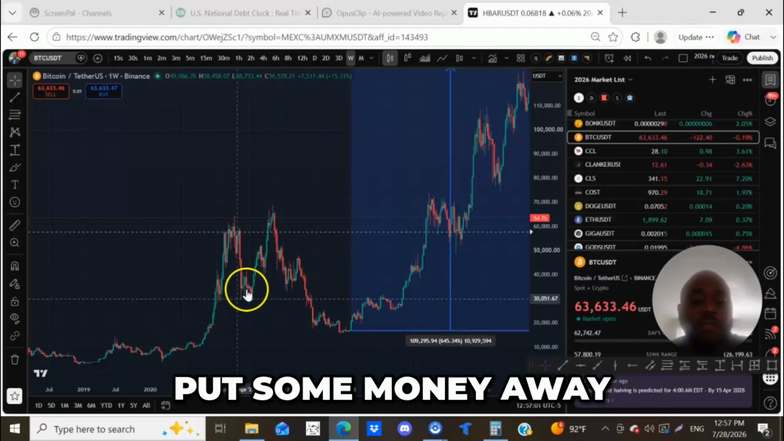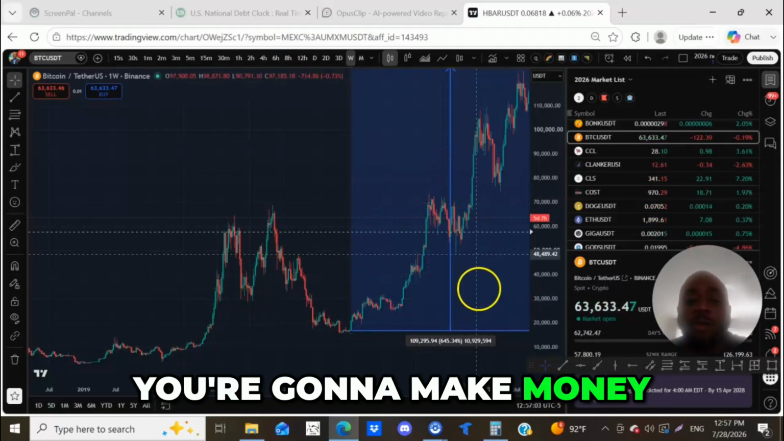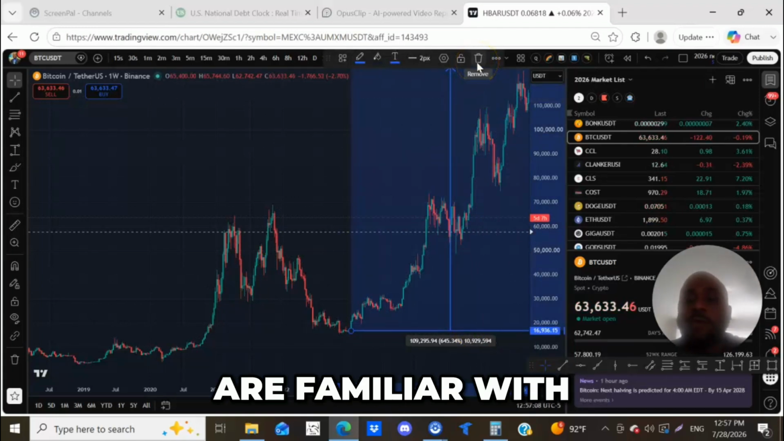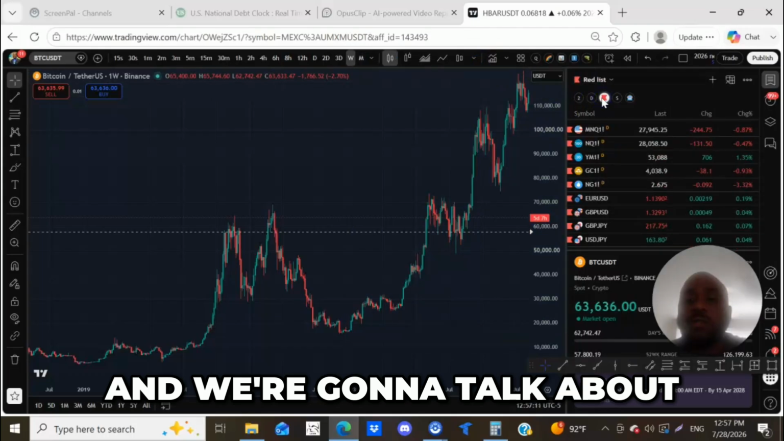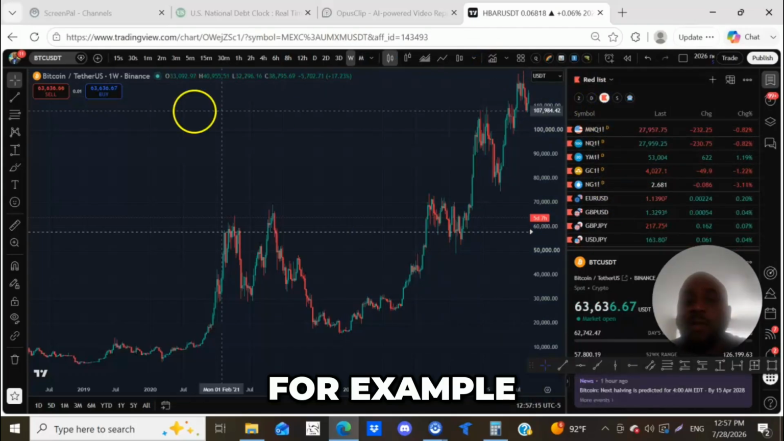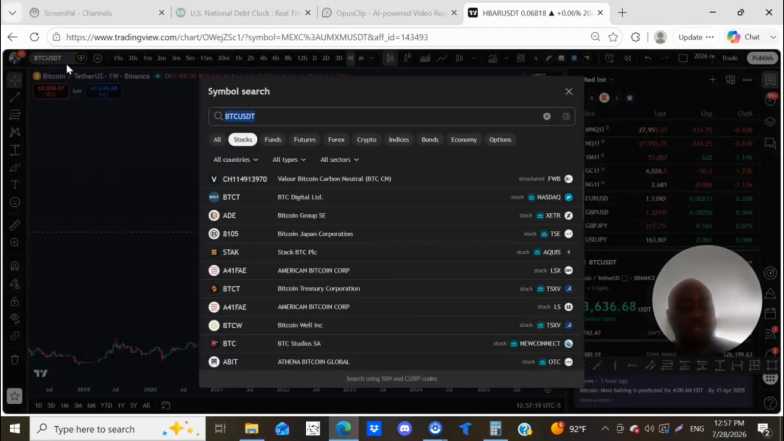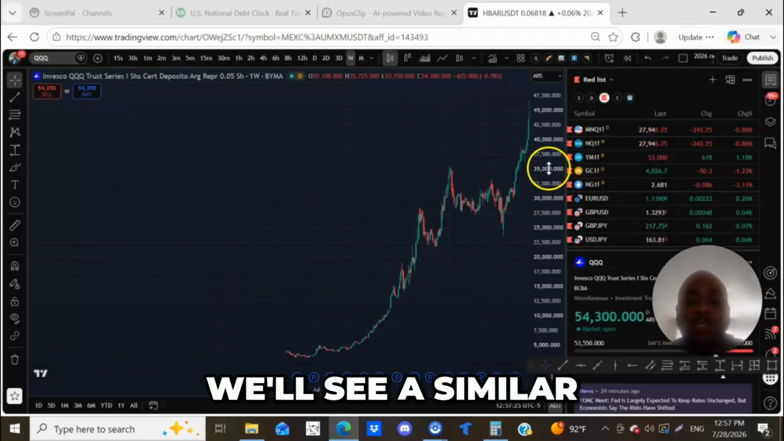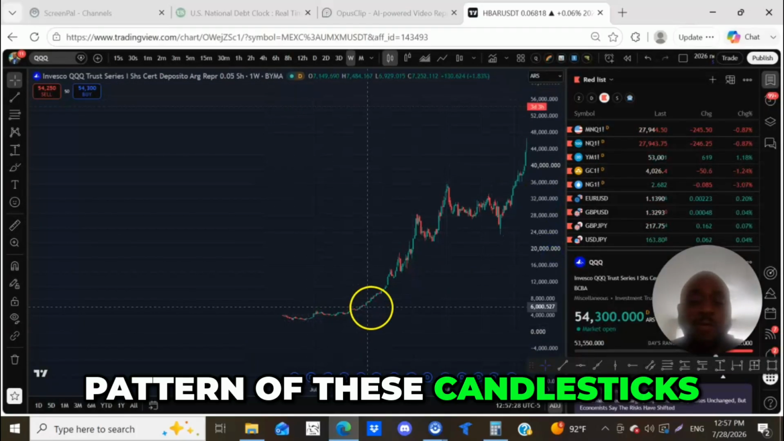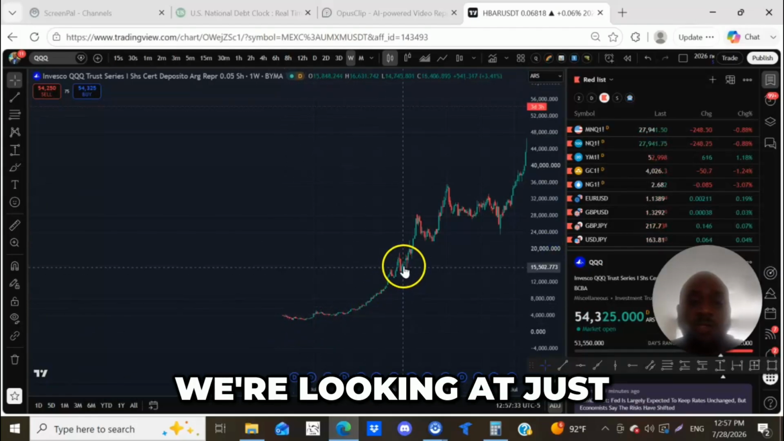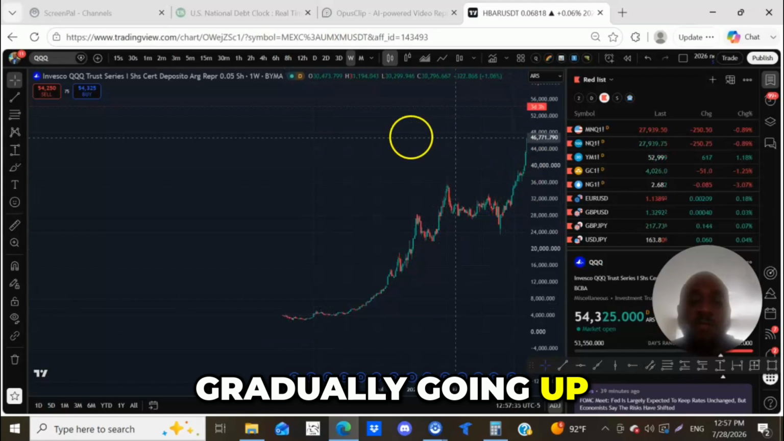Just put some money away, and over time, you're going to make money. Just to prove that, see how that ran here, we'll look at some other things that we are familiar with. Let's look up QQQ, which is the NASDAQ. If we look at the NASDAQ, we'll see a similar pattern of these candlesticks. You see? What we're looking at is just gradually going up, right?